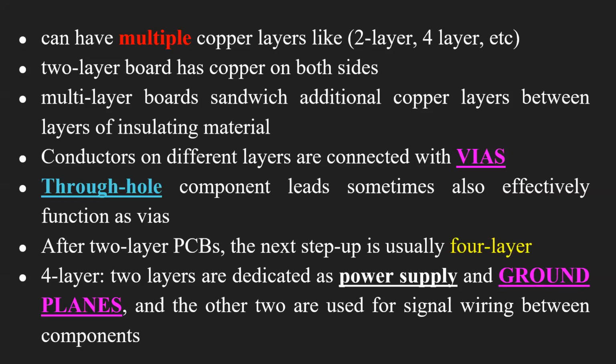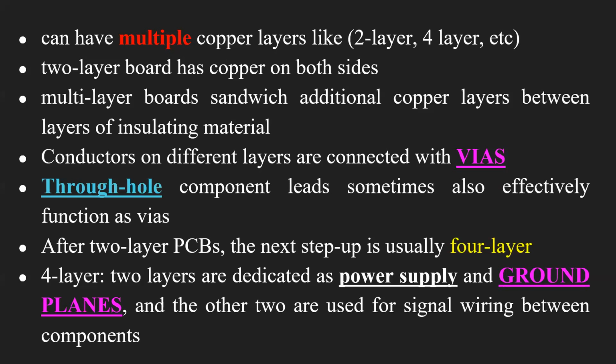Whereas in the multi-layer boards, the copper layers are sandwiched between layers of insulating material. Like the top layer and the bottom layer are copper layers, and between those layers are the insulating layers. Conductors on the different layers are connected with vias, or vias, depending upon how the individual pronounces this word. Then comes the through-hole component leads, which sometimes also effectively function as vias. These are two different terms, vias and through-hole. I will be discussing both these terms later in this session.